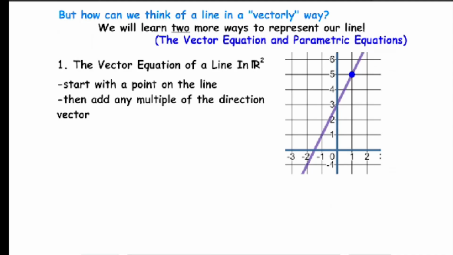Start with our first example. Let's talk about vector equations of a line in R2, or 2 space. So remember, just dealing with 2 dimensions like we're used to from our previous knowledge. We're going to start with a point on the line, and then add multiples of the direction vector.